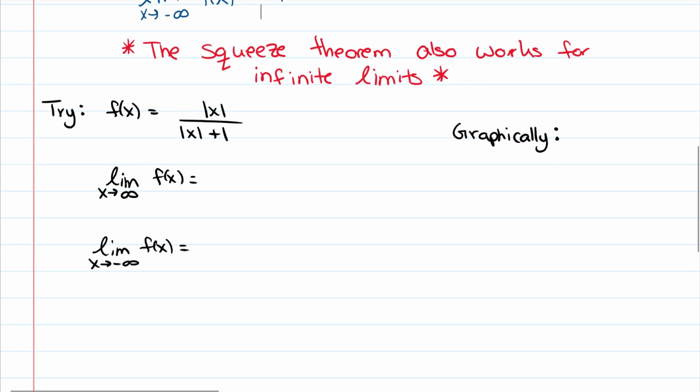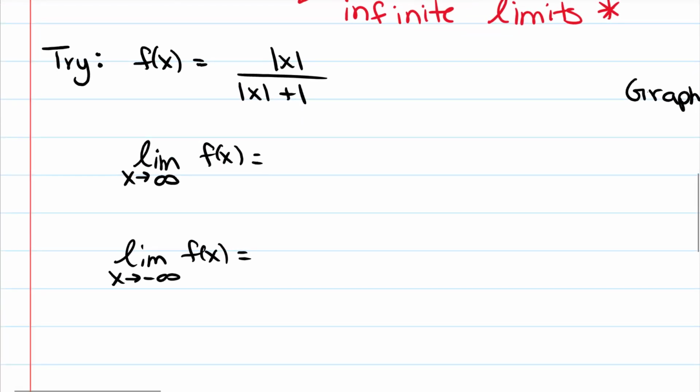Now this next one I want you to try to determine on your own. f of x is equal to the absolute value of x divided by the absolute value of x plus 1. And I want you to determine the limits as x approaches infinity and the limits as x approaches negative infinity, and then tell me what the horizontal asymptotes are. So right now, pause the video, give that a try. Alright, let's look at it.